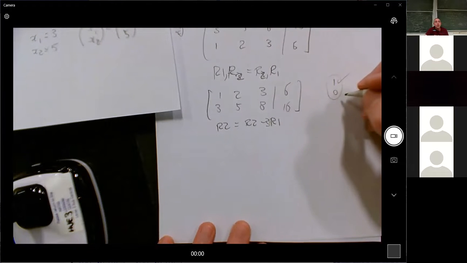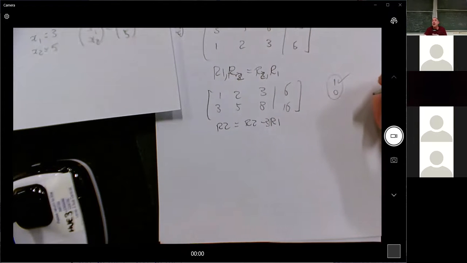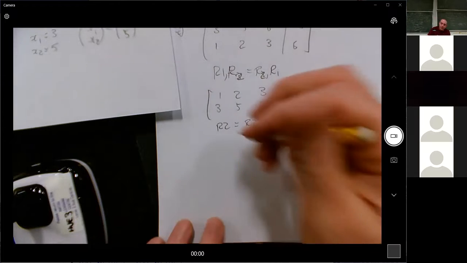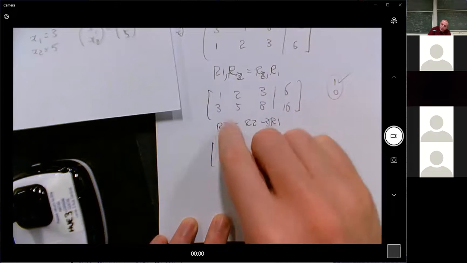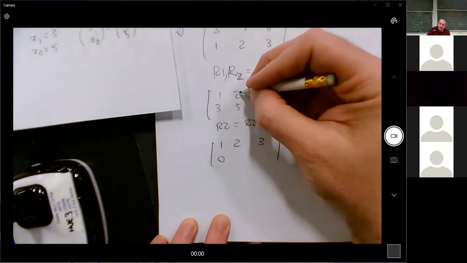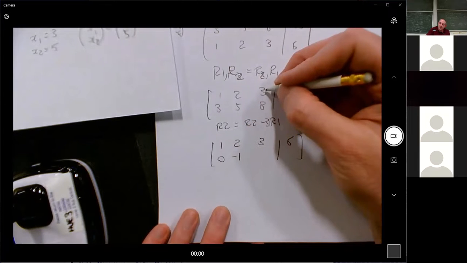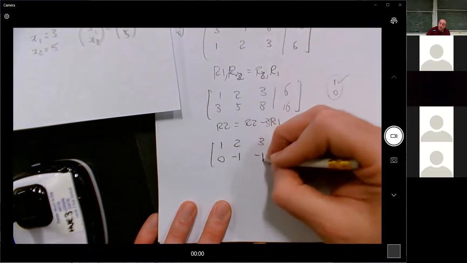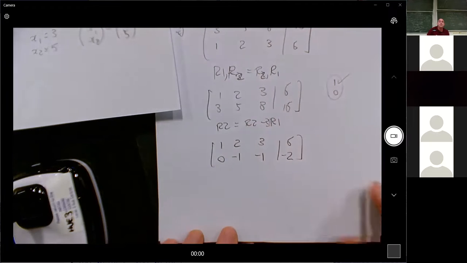And the way to make zeros is to do row operations like this, where you subtract one row from another. That's how you make zeros. You can't make zeros in any other way than that. You can't multiply by 0, and you can't swap rows to make a 0. I mean, you can, but that would destroy a 0 that's somewhere else. So I now have, I didn't change row 1, but this minus 3 of that is 0. 5 minus 3 of 2 is 5 minus 6, which is negative 1. 8 minus 3 times 3 would be 8 minus 9, which is also negative 1. And 16 minus 3 times 6 would be 16 minus 18, which is negative 2.